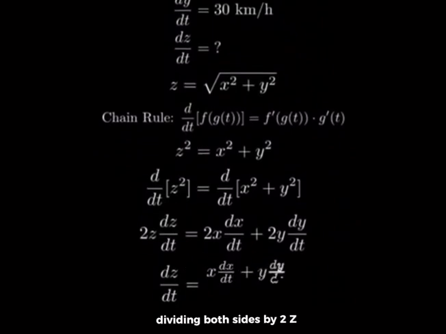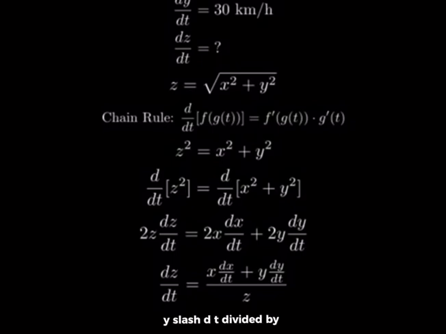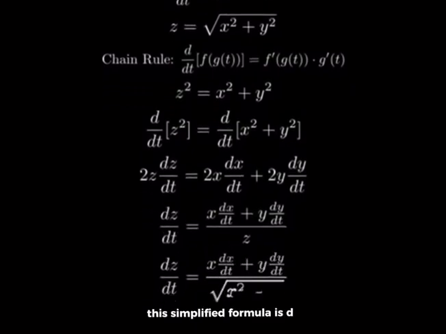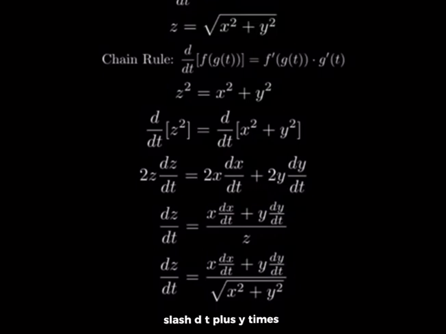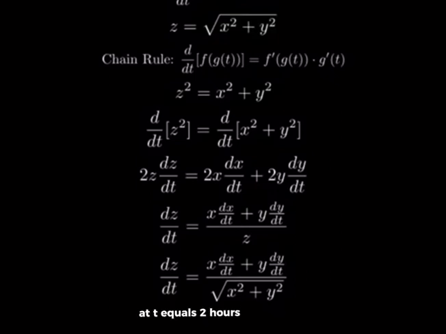Dividing both sides by 2z, we get dz/dt equals (x times dx/dt plus y times dy/dt) divided by z. This simplified formula is dz/dt equals (x times dx/dt plus y times dy/dt) divided by the square root of x squared plus y squared. Now we're ready to calculate the value of dz/dt at t equals 2 hours.